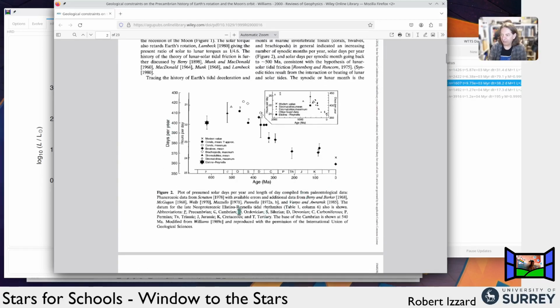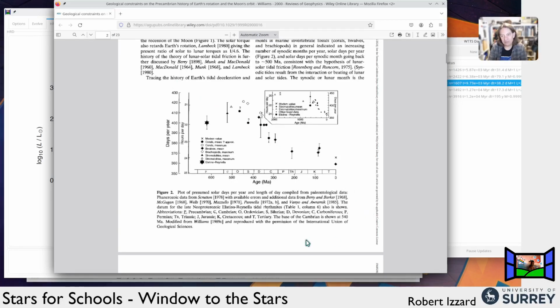Now he's got this lovely plot here which shows the age on the x-axis, so now is over here on the right. How many days do we have in a year now? Well, it's around 365, so that's this cross here. That's absolutely fine. But in the past, there were many more days in the year, which means the days were shorter. So we've been slowing down with time, and presumably this will continue. It's quite complex to explain why, but it's something you can look into. You can have a read of this paper. There are various sources online where you can find explanations for this.